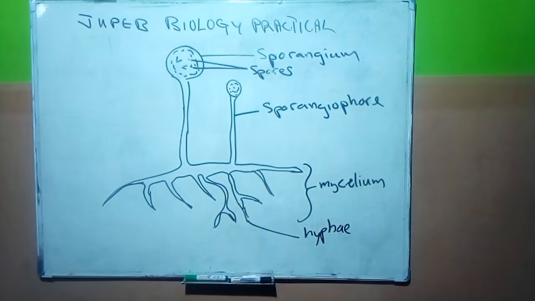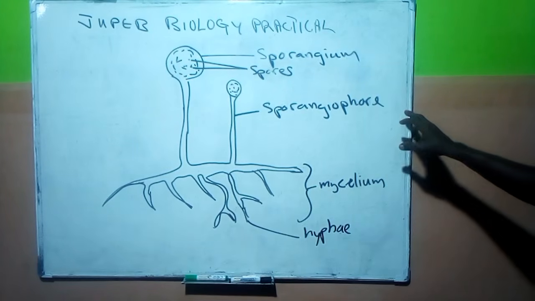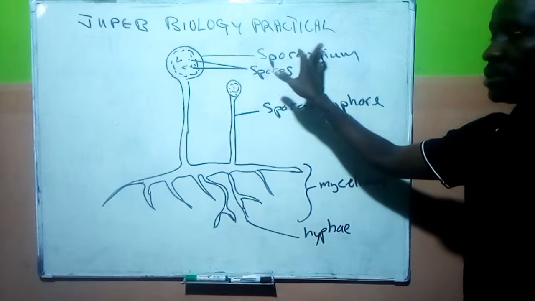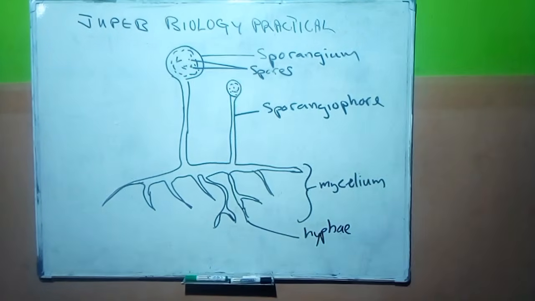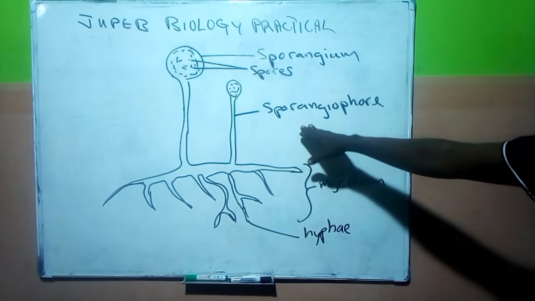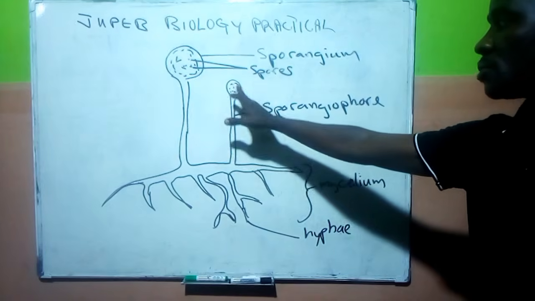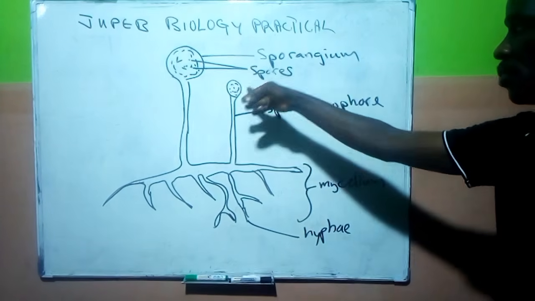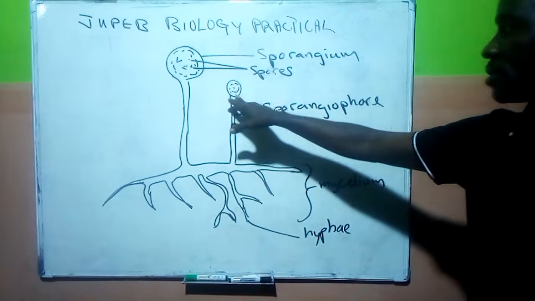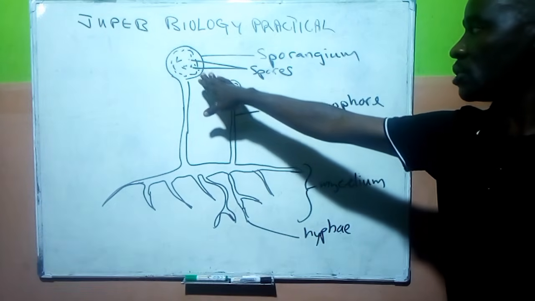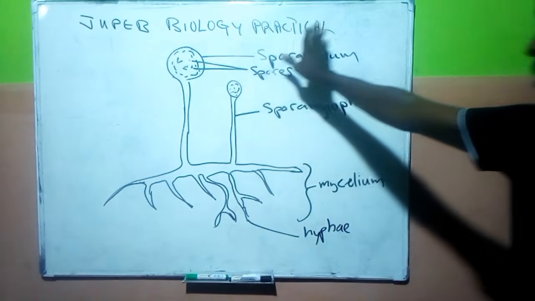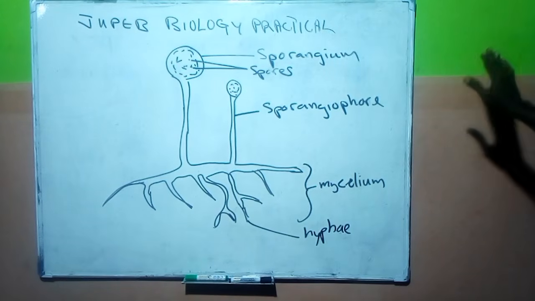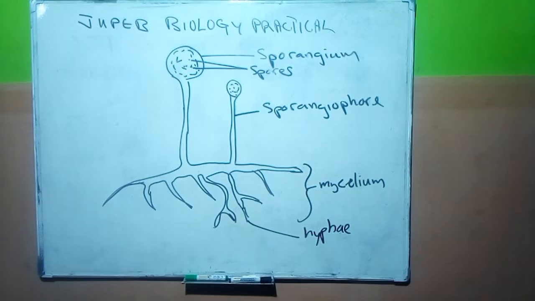So this is just a sketch of what it's like. Now this is the sporangium. Inside the sporangium we have the spores. This is the growth that suspends the sporangium. Once the spores are ripe, it will burst open and the spores will be released, then it goes to another place and germinates, forming a new life. This is a method of reproduction.